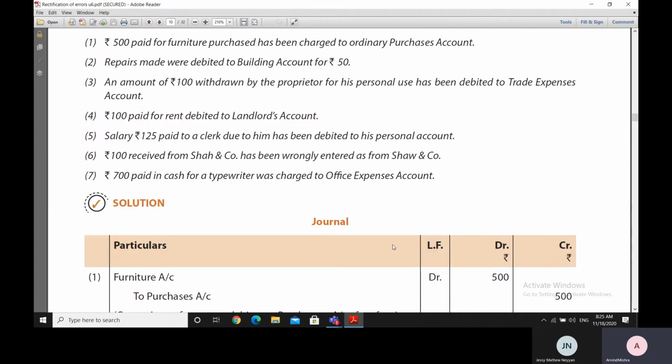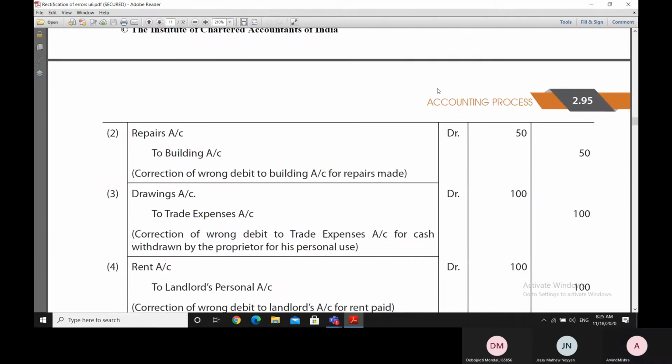The third one is an amount of rupees 100 was withdrawn by the proprietor for personal use, but it was debited to trade expenses account by mistake. So therefore, we have to remove this debit from trade expenses account and put it in the withdrawal of the buyer or drawings account. So the trade expense account needs to be credited. As we can see here, trade expense account has been credited and drawings account is debited.